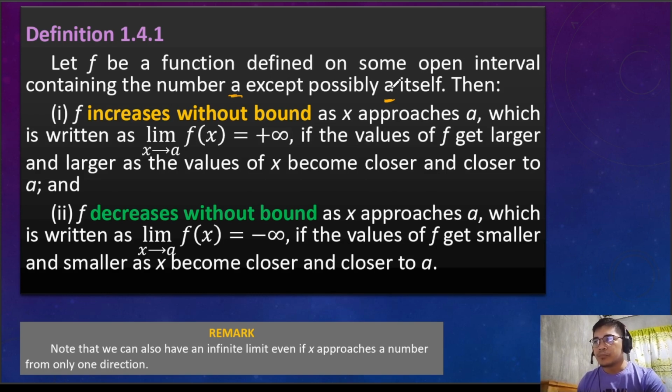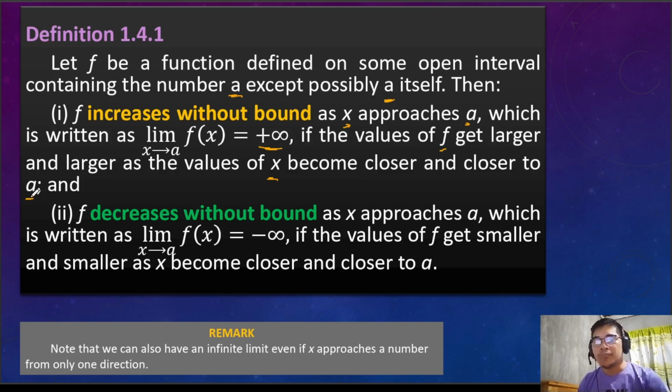First, f increases without bound as x approaches what? A, which is written as limit of f of x as x approaches A equals positive infinity. Kanos aman, if the values of f get larger and larger as the values of x become closer and closer to A.